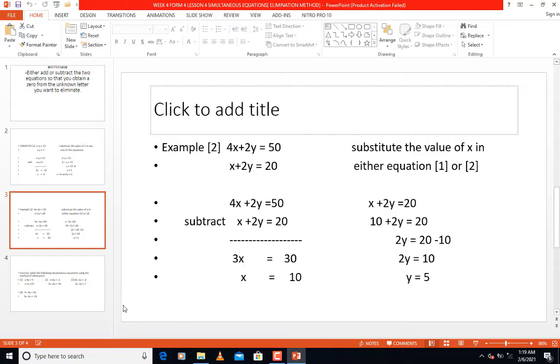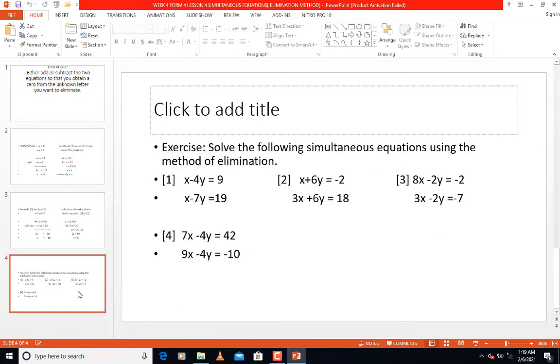I'm going to give you another exercise, whereby you're going to practice using the method of elimination. This is exercise 1, which has number 1, number 2, number 3, and number 4. They say solve the following simultaneous equations using the method of elimination. You decide which letter you want to eliminate. You can eliminate x here, y here, y here, and y here.